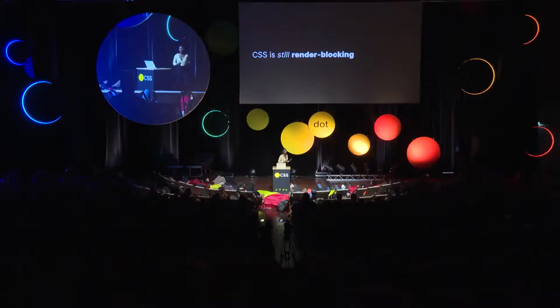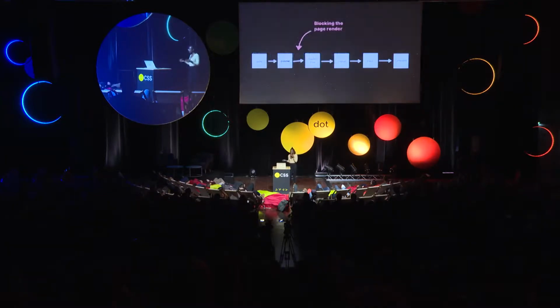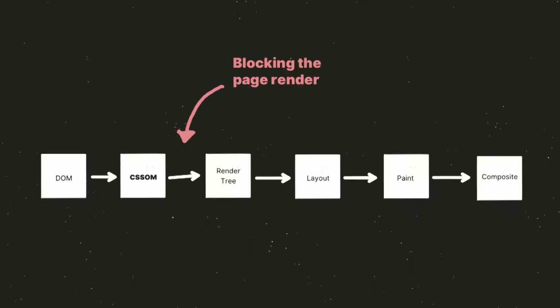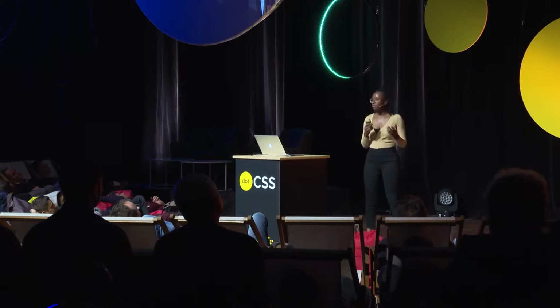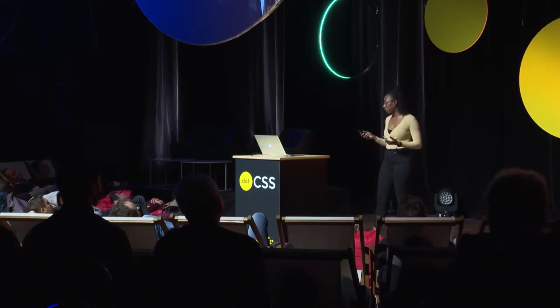Another thing to note is that CSS is still render blocking. What this means is that when a document is loaded in the browser, it needs to go through all these steps before anything is displayed on the page. First we build the DOM, then the CSS, and those are put together to build the render tree. That means that if we want our page to load as quickly as possible, we want the lightest amount of CSS as possible. And there are a few ways for us to get around this render blocking nature of CSS.